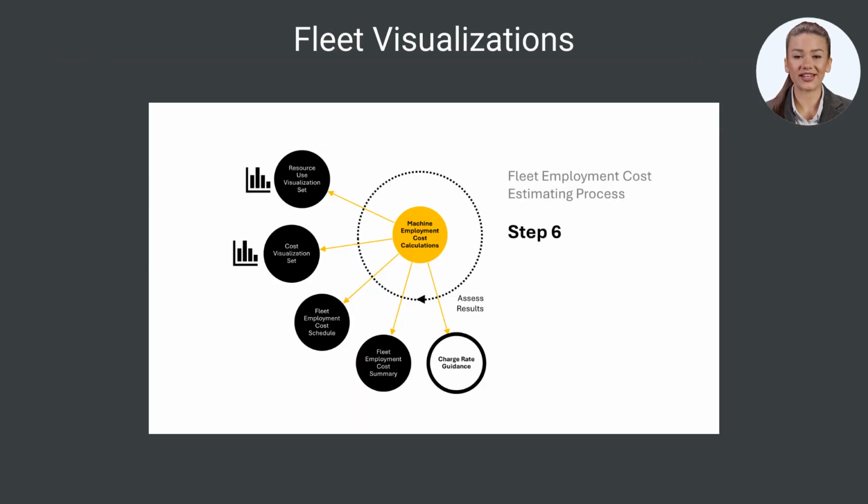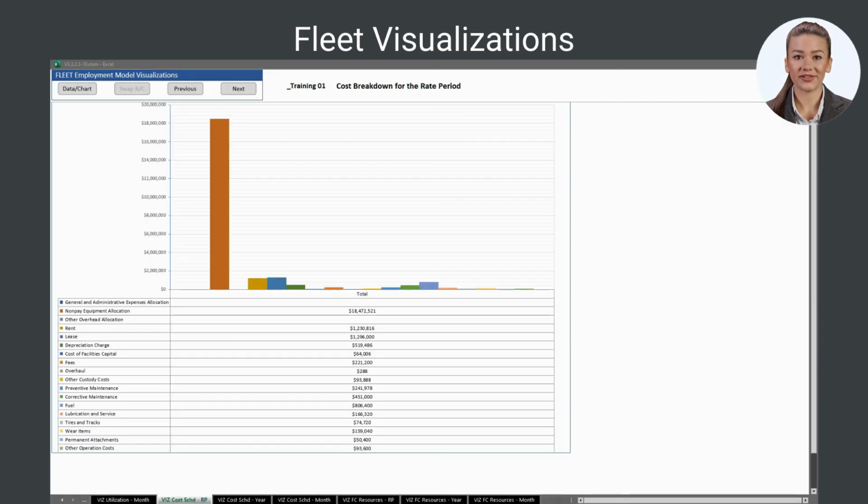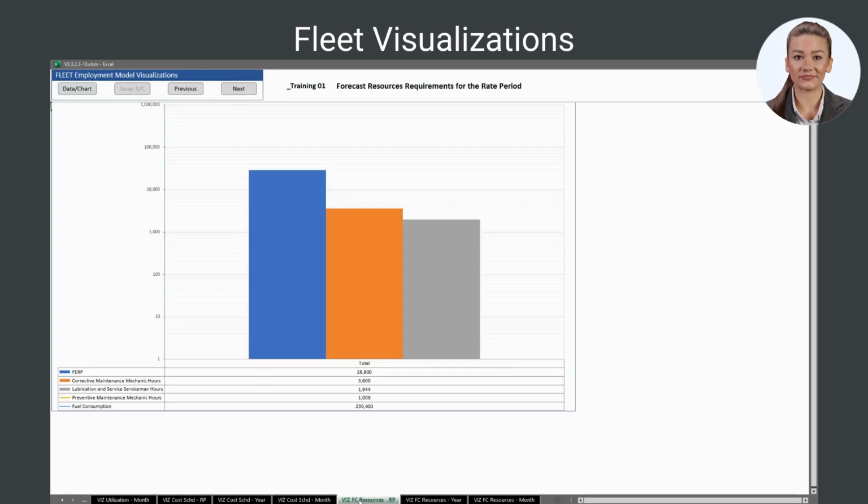The second and third sets are contained in the black-tabbed visualization sheets. Their purpose is to enable quick assessment of the fleet as a whole, in terms of its forecast cost and forecast resource requirements.